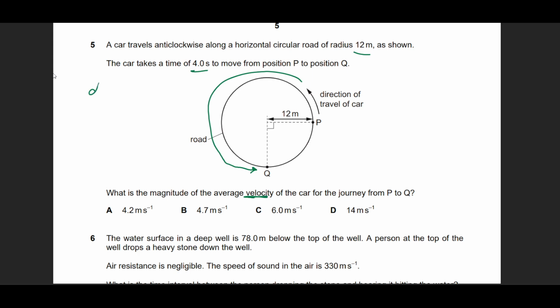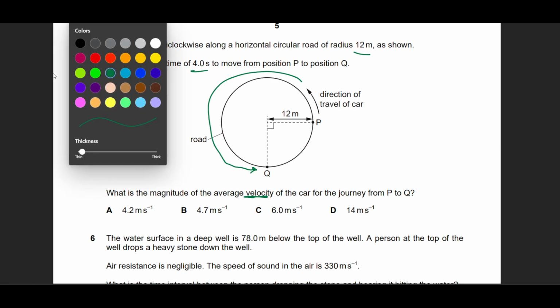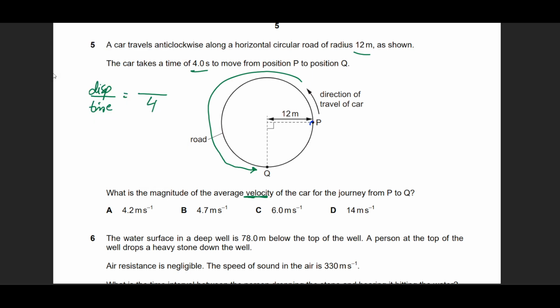Now, velocity is simply displacement over time. We know that the time it takes for this situation to take place is actually 4 seconds. But what is the displacement? So displacement will be the distance between the starting point and the ending point, which can be calculated using Pythagoras theorem. So displacement of P to Q is under root 12 square plus 12 square, right? So if you do that, your answer comes out as, let me just try this.